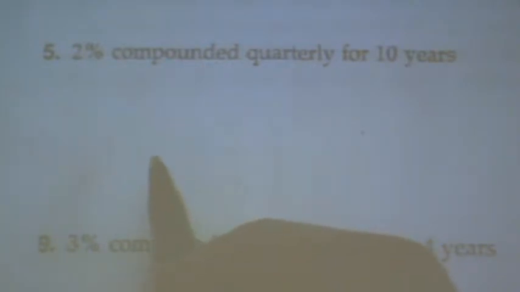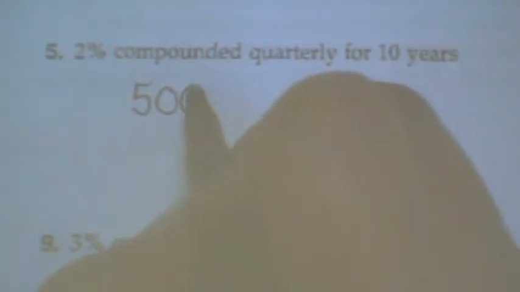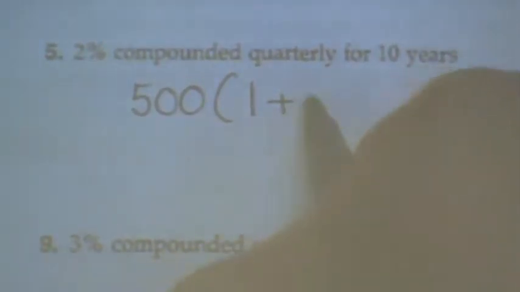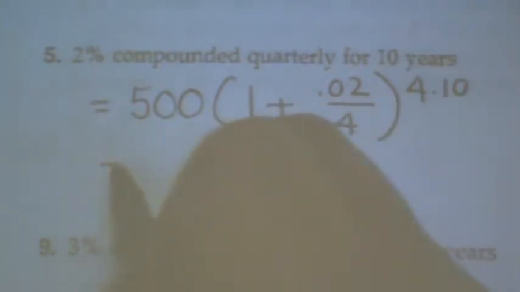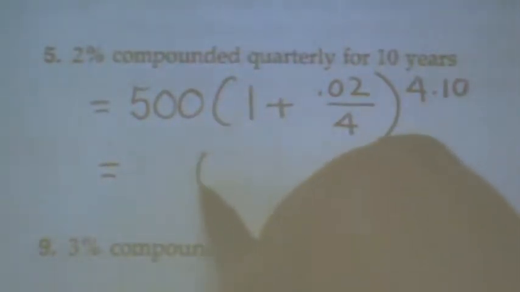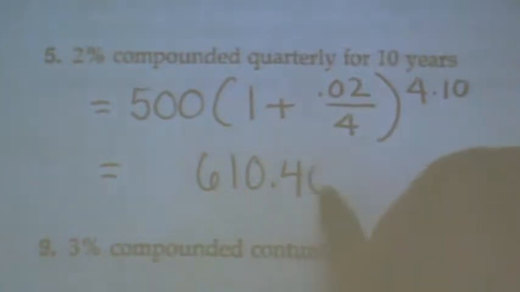Number 5, 2%, we're compounding quarterly. Quarterly is 4. Anybody have an answer? 610.40. Yep. Excellent.